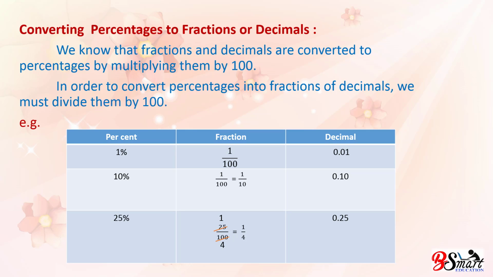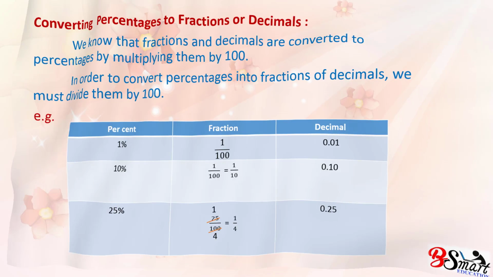Third example, 25%. We can write in fraction way 25 by 100, that is 1 by 4 because 25 fours are 100, and decimal 0.25.